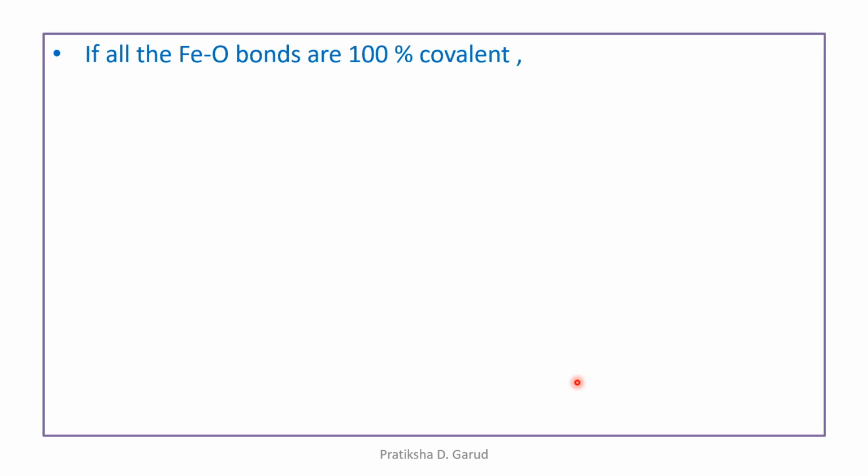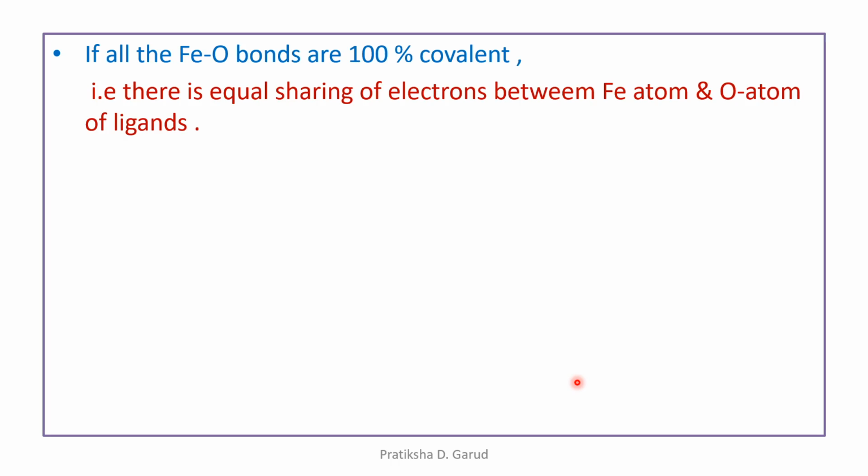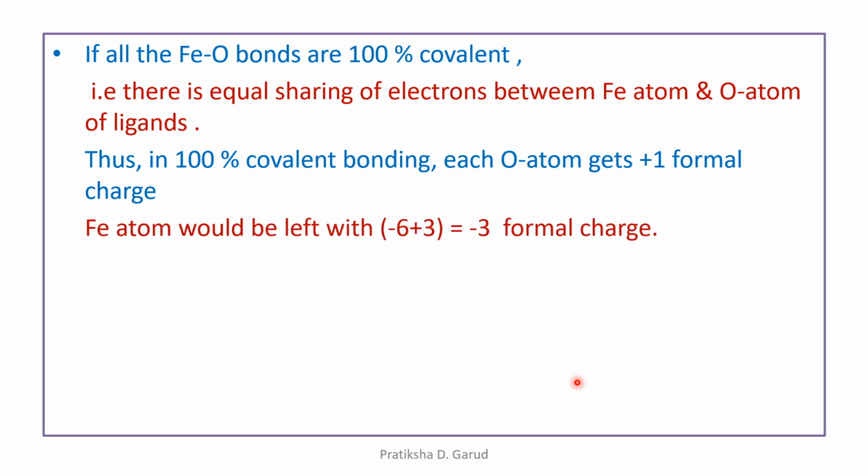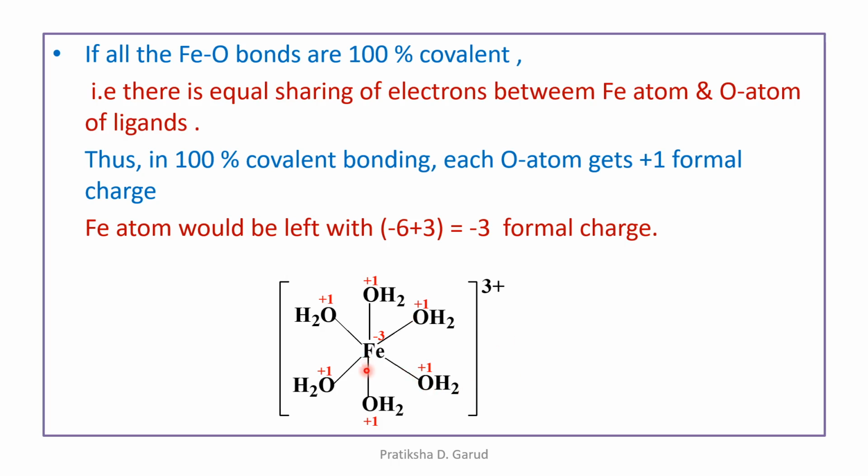Further, if all the Fe-O bonds are 100% covalent, 100% covalent means there is an equal sharing of electrons between the Fe atom and the oxygen atom of the ligands. So in the 100% covalent bonding, each oxygen atom gets +1 formal charge. That means the Fe atom would be left with -6 + 3, which equals -3 formal charge, right? So this is the structure. In this structure, the Fe atom would get the -3 formal charge and each oxygen atom would get the +1 formal charge.